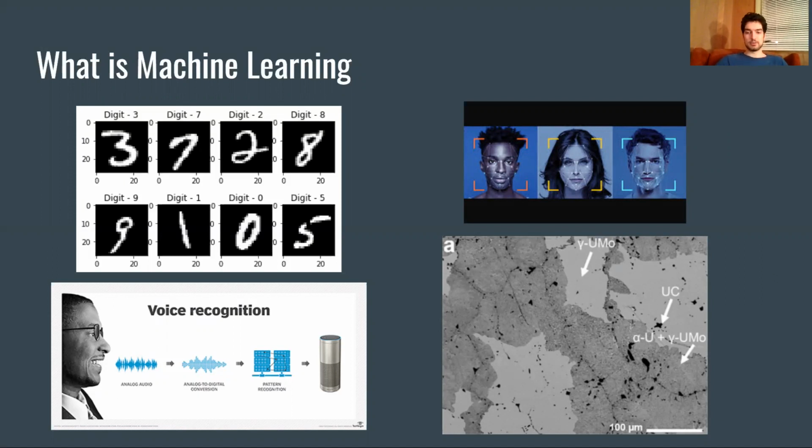Some of the classic examples of machine learning neural networks that have been applied are in recognizing digits or letters, facial recognition, and speech processing recognition. It has also been successfully applied to analyzing material microstructures, such as in this uranium and molybdenum alloy system, where it is used to relate subtle microstructural features to samples' annealing time.